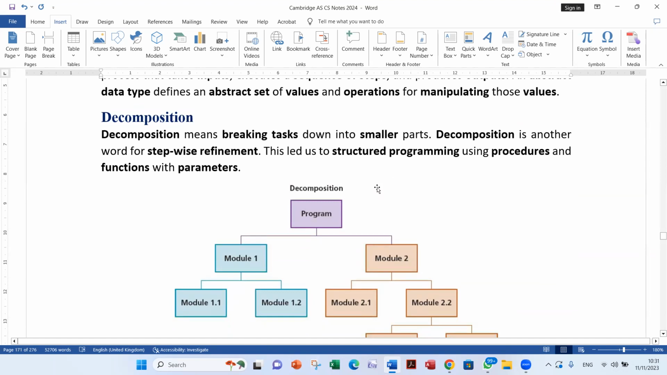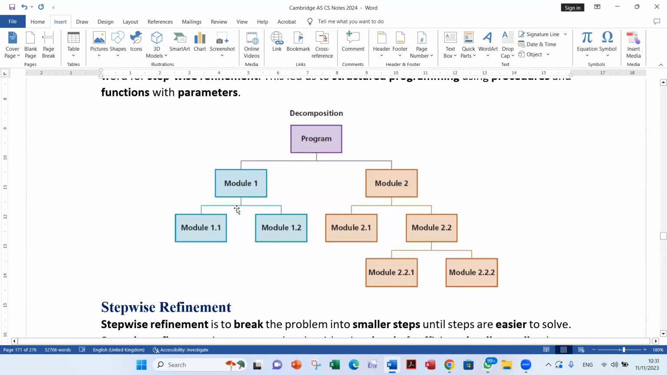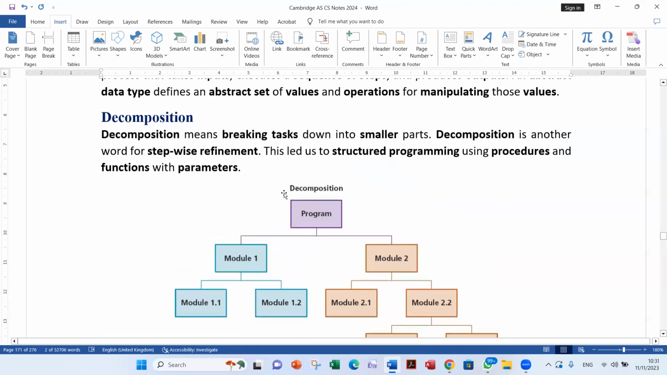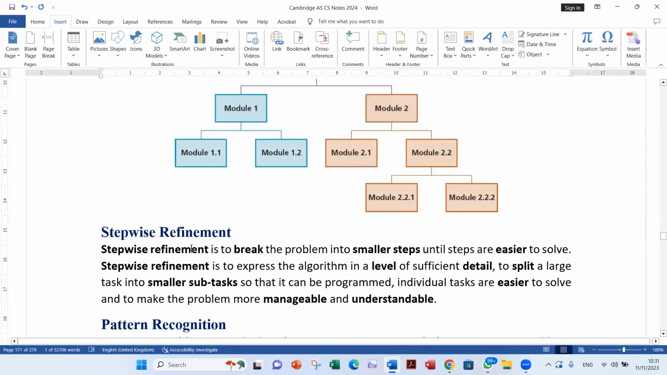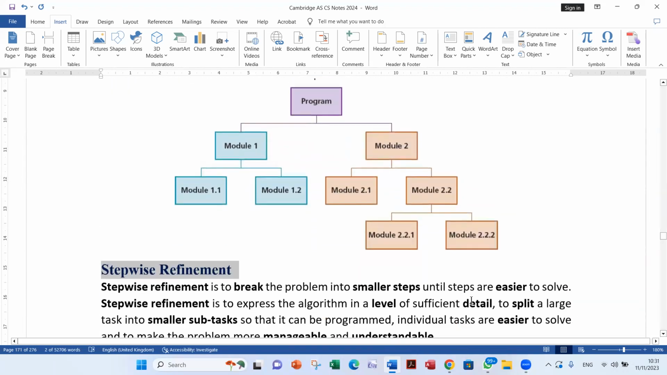Decompose your program into 2 modules, module 1 and module 2. If you think module 1 is still complex, split it into even smaller sub-modules. And if you think module 2.2 is still difficult, split it even more. This is called stepwise refinement. What is the difference between decomposition and stepwise refinement? Nothing. Decomposition is another word for stepwise refinement.